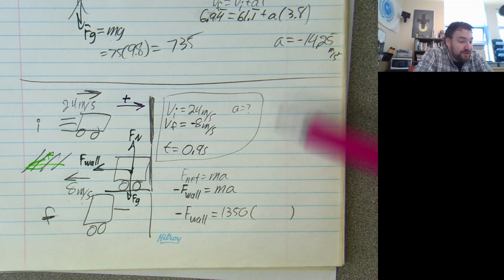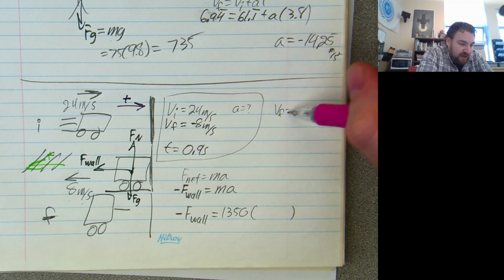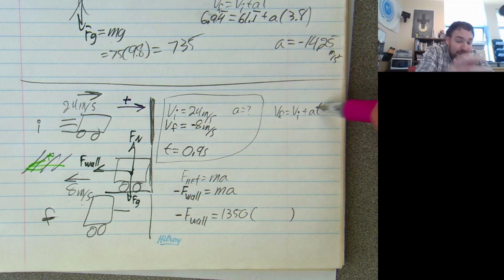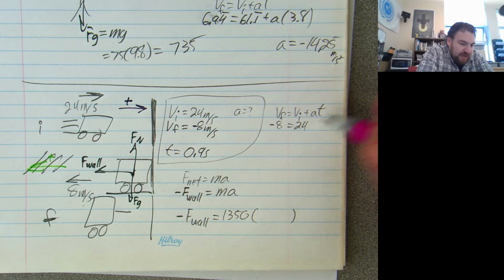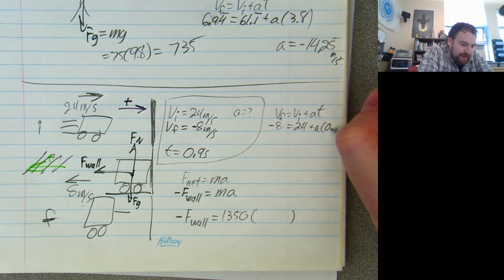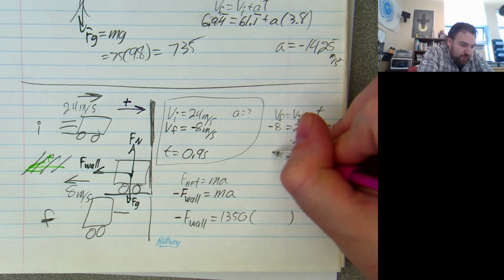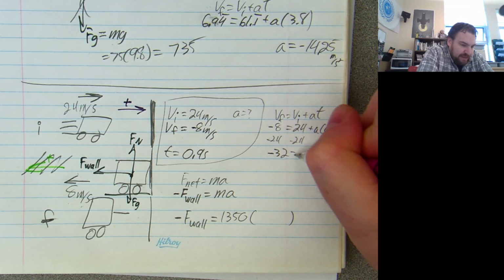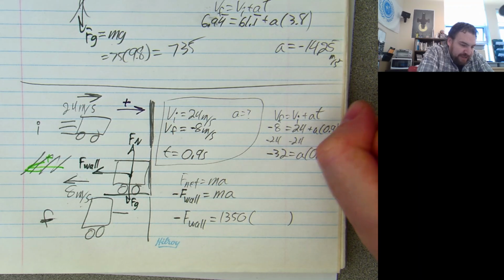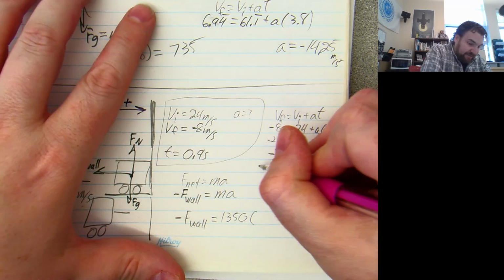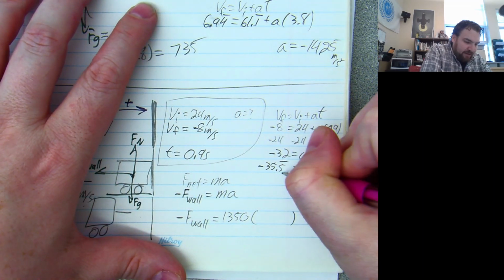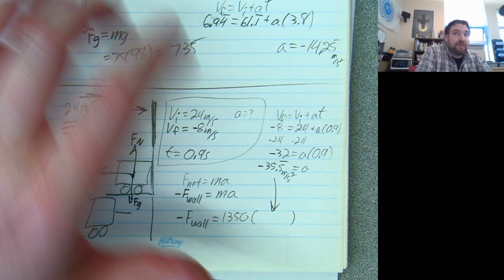It's the same equation we used above. We've got a final velocity, we've got an initial velocity, we're looking for an acceleration, and we know the time. So VF is negative 8, initial velocity is 24, plus A times 0.9. So I'm going to subtract over the 24, we're going to get negative 32 is going to equal A times 0.9. So negative 32 divided by 0.9 is going to be negative 35.5 repeating meters per second squared, and that's the value that goes in there.